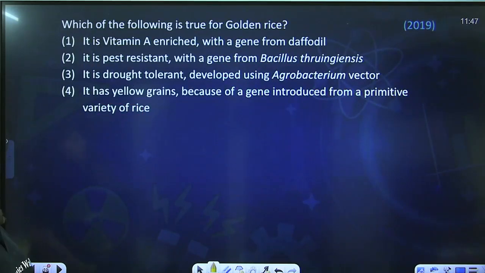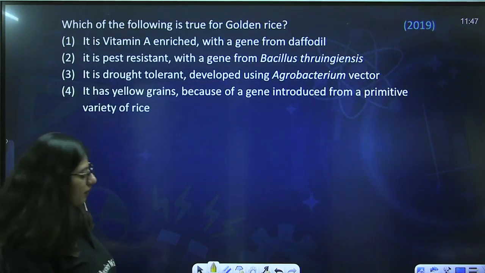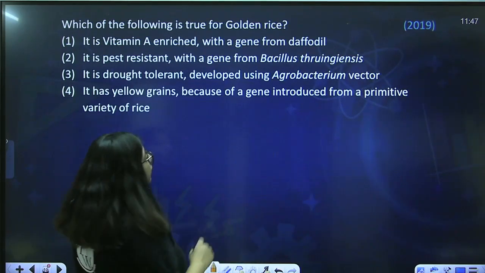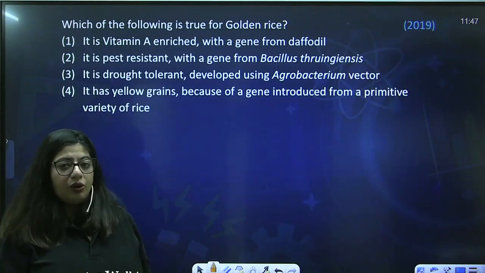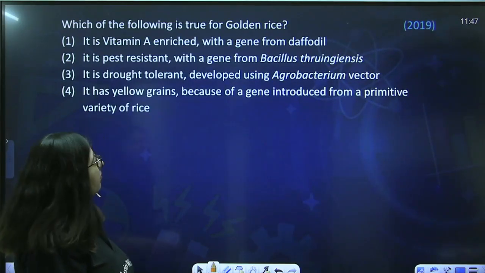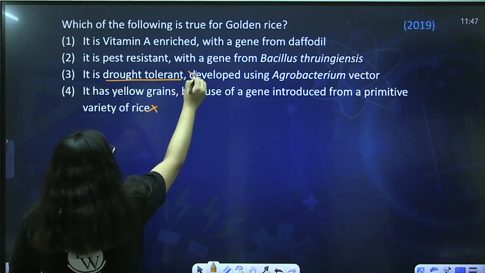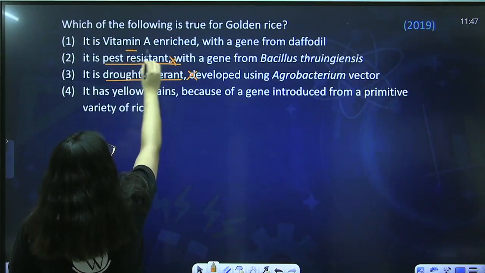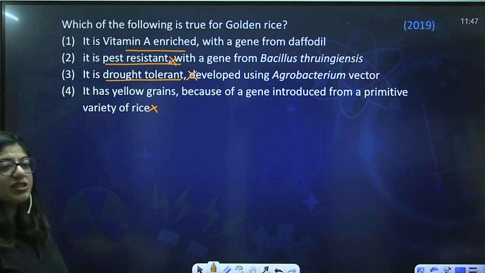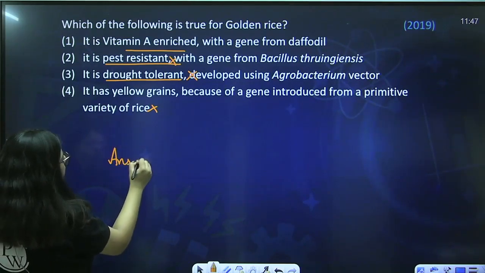Which of the following is true for golden rice? It is vitamin A enriched with a gene from daffodil. It is pest resistant with a gene from Bacillus thuringiensis. It is drought tolerant developed using Agrobacterium vector. It has yellow grain because of a gene introduced from a primitive variety of rice. Very simple. We'll start from the fourth option. It does not have a gene from a rice variety. No, the gene has been added in a rice variety. The beta carotene gene has been taken from daffodil. This is wrong. It's not drought tolerant. Second, it's not pest resistant. Rather, it is vitamin A enriched with a gene which has been taken from daffodil. So the answer to this question will be 1.